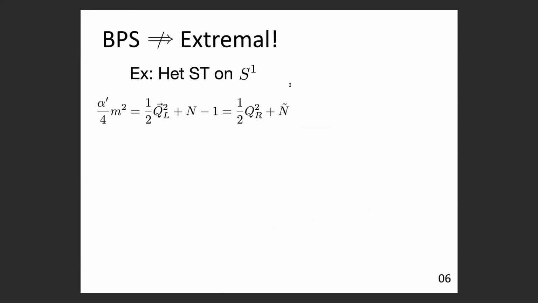Let's give a simple example of why this is not always a prediction. Let's consider heterotic string theory on a circle. So here's the spectrum. Here n and n tilde are non-negative integers.